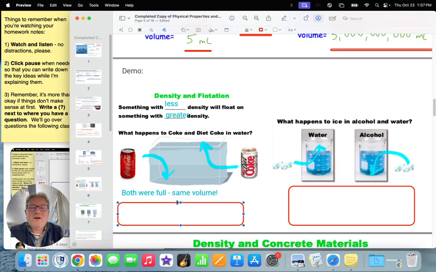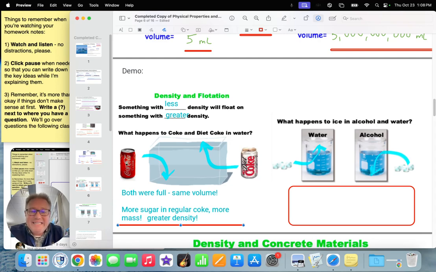If you have regular Coke and you put it into water, it sinks to the bottom, and Diet Coke floats to the top. They have the same mass. They have the same volume because they have the same size, but there's more sugar in regular Coke because there's more stuff.